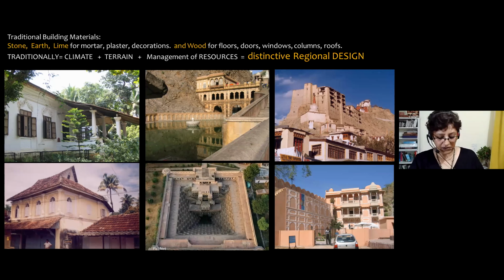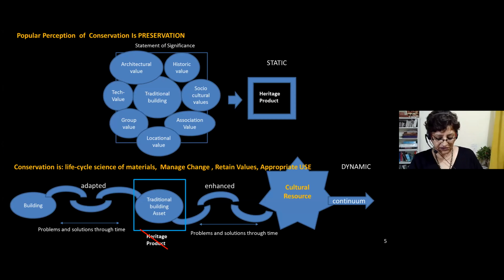In the Indian planning and development model, conservation is perceived as preservation, which is largely a colonial construct focused on monuments and is deemed as a heritage product with various values that comprise its significance. But really, conservation is so much more. It is life cycle, science of materials, and it is about managing change with varied degrees of interventions while retaining the identified values and continuity through appropriate use.